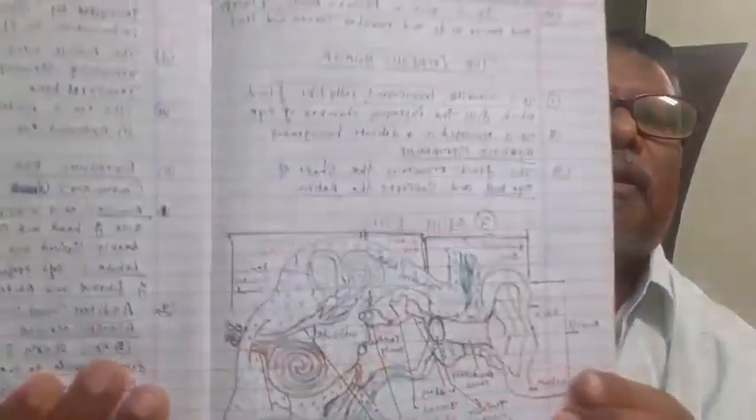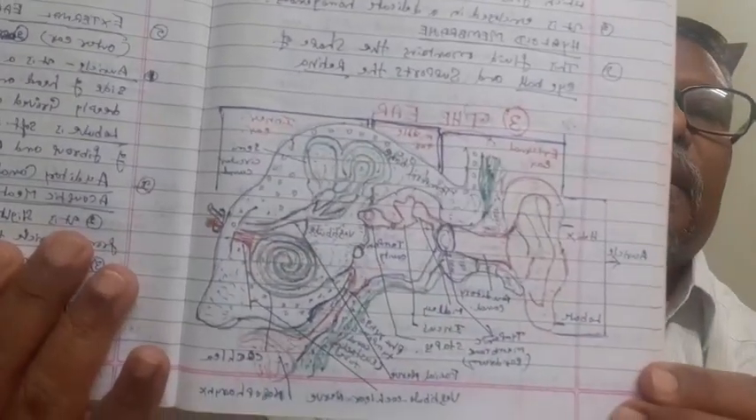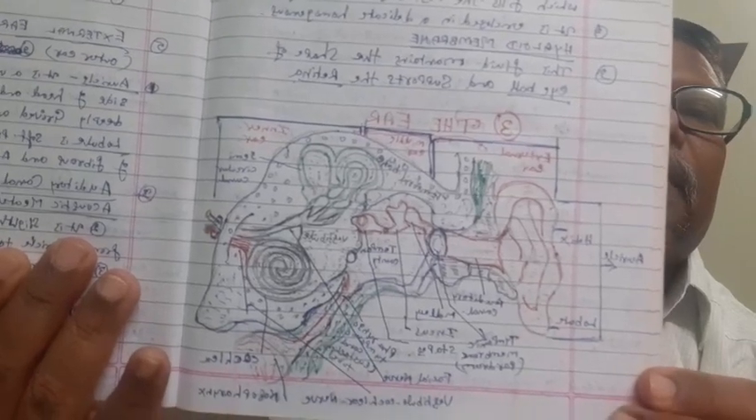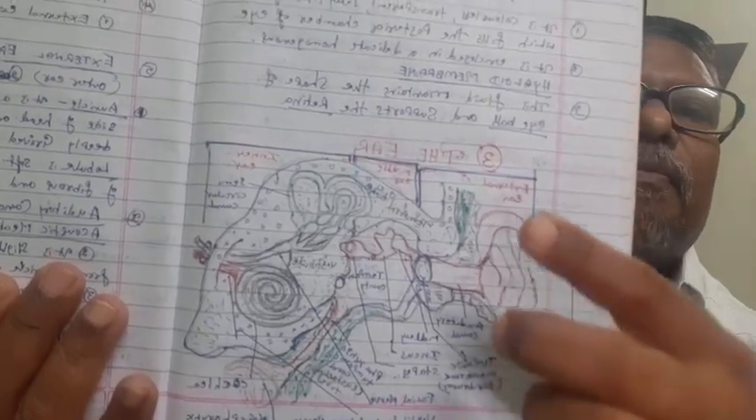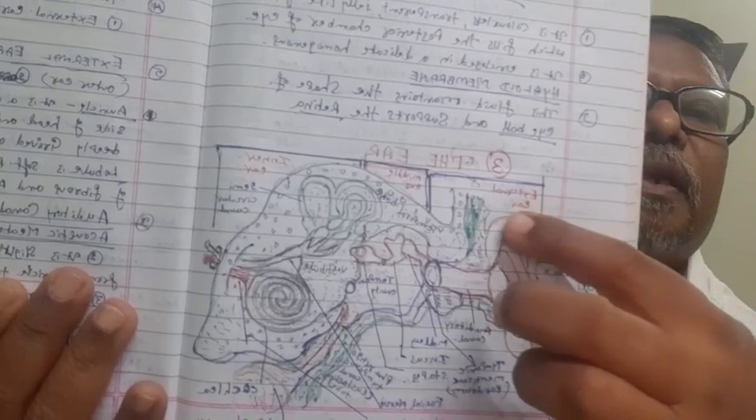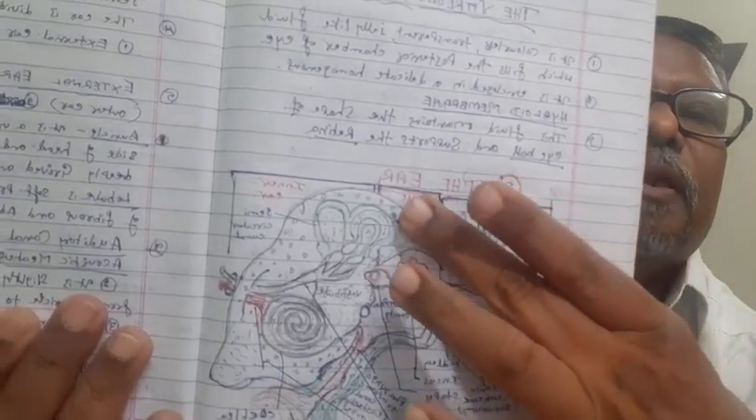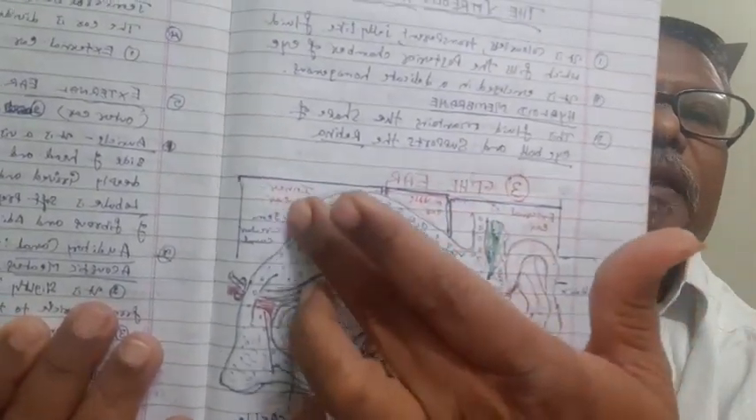The ear is divided into 3 distinct parts: the external ear, middle ear, and inner ear. The external, middle, and inner. So this is the structure of the ear, and this is the external ear, this portion is the middle ear, and this is the internal ear.